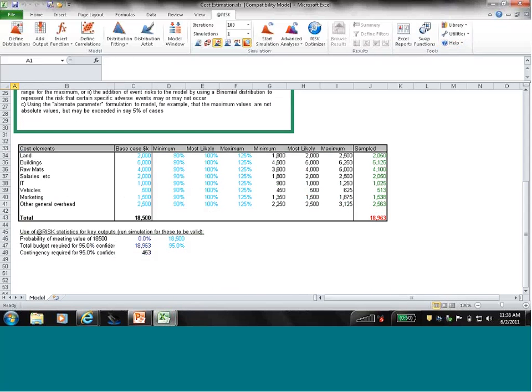It's very easy to take a cost estimation model and replace these values with, like here we've taken your base case, so we've got what we would like to spend on land, building, raw materials, etc. in our cost estimation model. And then if we just want to look at the minimum, most likely, and maximum, we can define those with percentages. So our minimum would be 90% of the base case, our most likely 100, and our maximum 125.